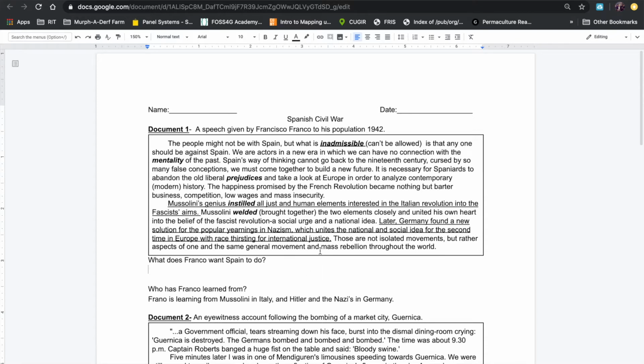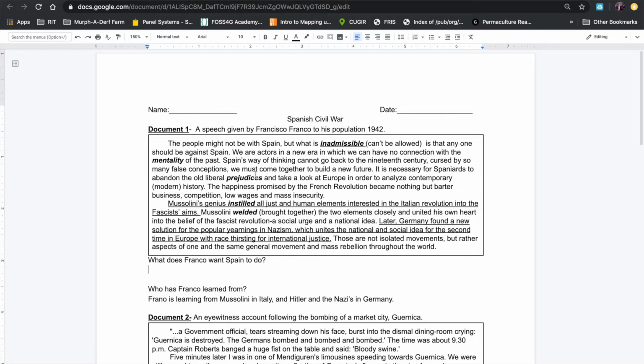And that is me putting it in my own words. You could also take a component of the first paragraph. Spain cannot go back into the 19th century. Yeah, that's what he wants Spain to do, not go back into the 19th century. But what does that mean? If I can't talk about it, then it's not something that I should be writing.